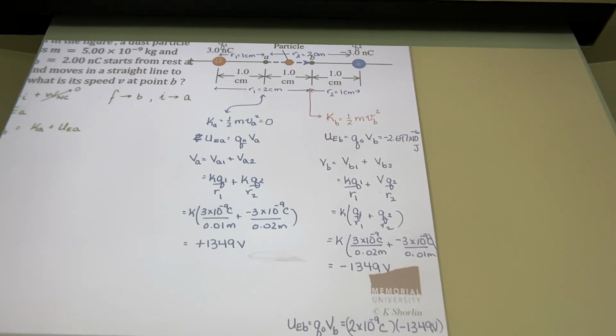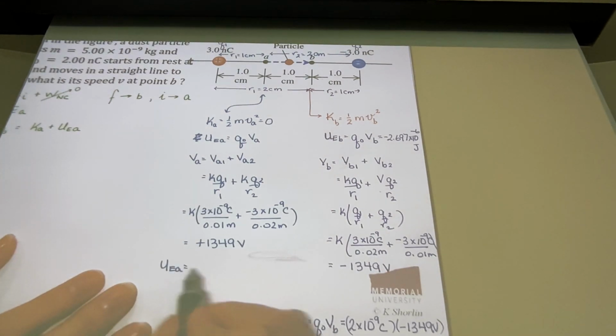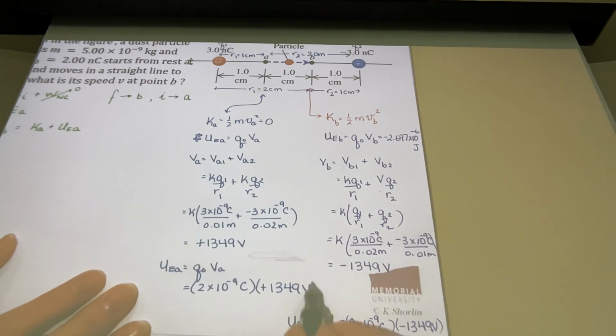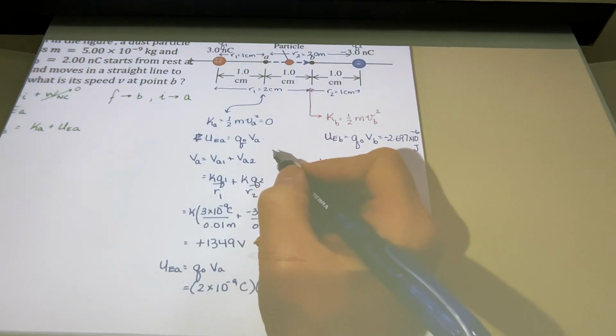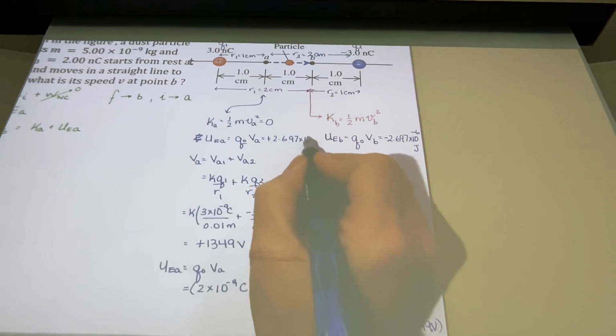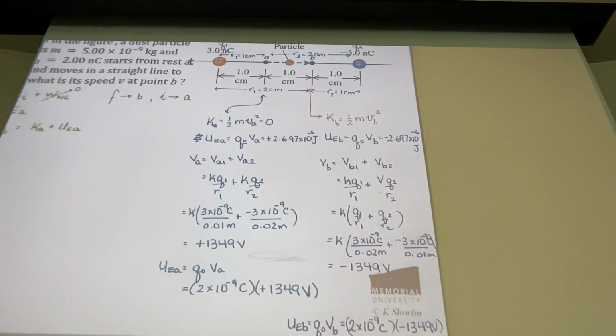To get the total electric potential energy, we multiply that by the charge. UEA, Q0 times VA, 2 times 10 to the minus 9 coulombs times plus 1349 volts gives us a total electric potential energy at point A of plus 2.697 times 10 to the minus 6 joules. Okay, are we good to there? So I found the kinetic and potential energies, or expressions for them, at points A and B, and I know I have conservation of energy between those two points.